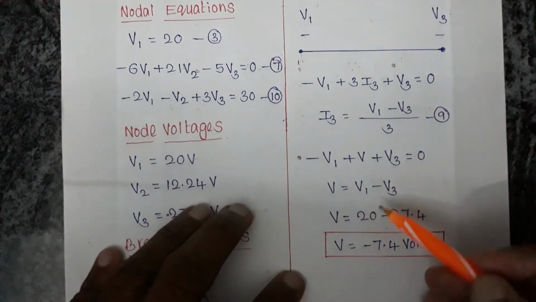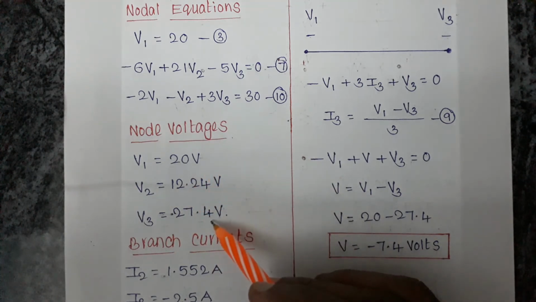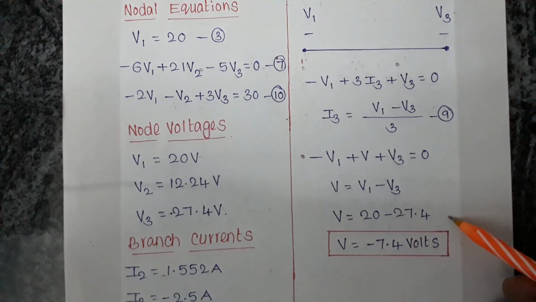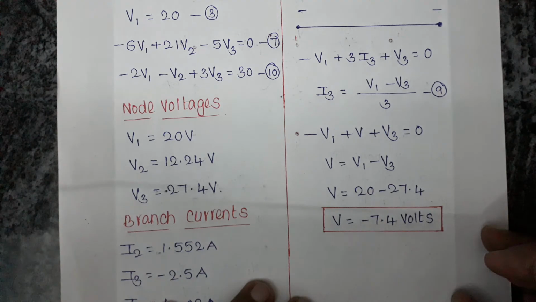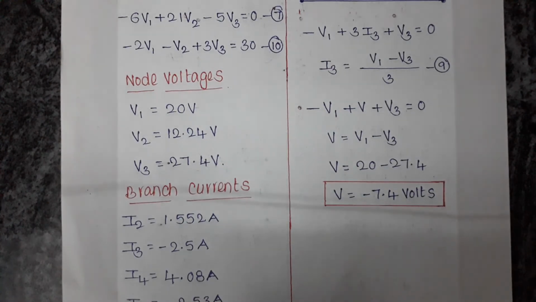So V equals V1, which is 20 volts, minus V3, which is 27.4 volts. 20 minus 27.4, so V equals minus 7.4 volts. So here we solved for this voltage V, and also the node voltages and branch currents, by using the nodal analysis technique.